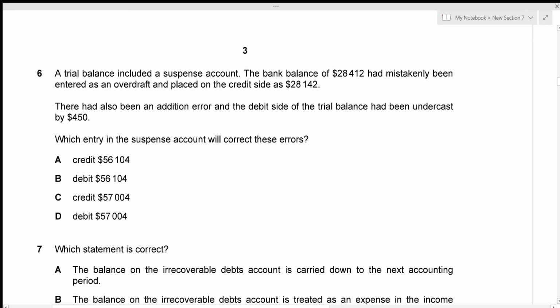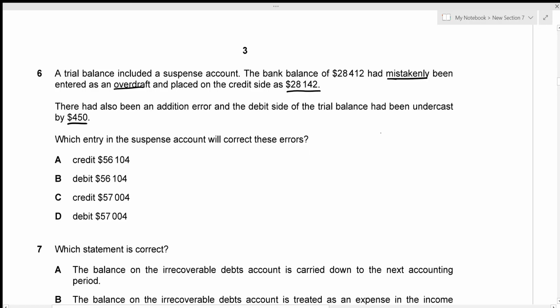A trial balance included a suspense account and the bank balance of 28,412 had been mistakenly entered as an overdraft and placed on the credit side as 28,142. And there also had been an addition error and the debit side of the trial balance had been undercast by 450. So which entry in the suspense account will correct these items?